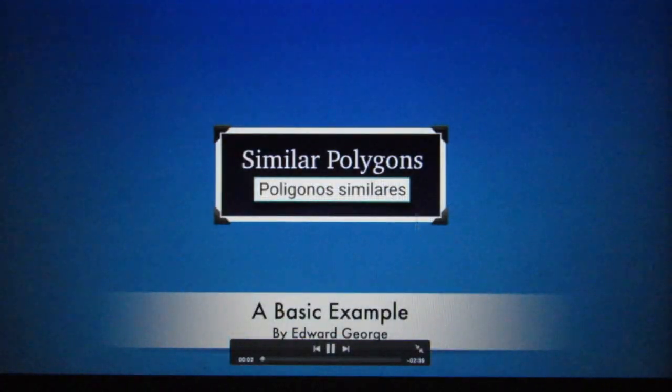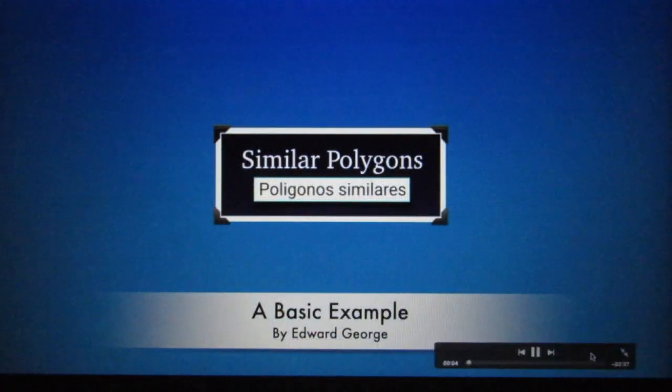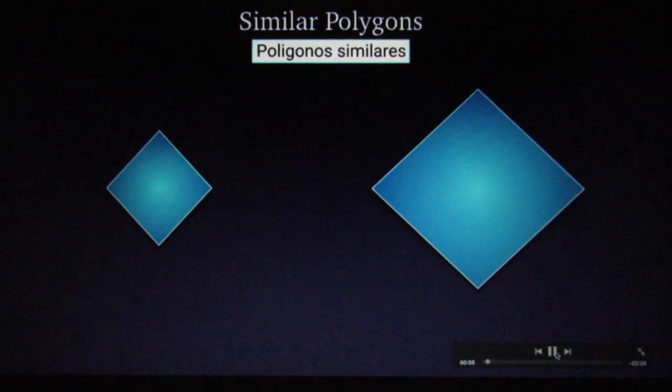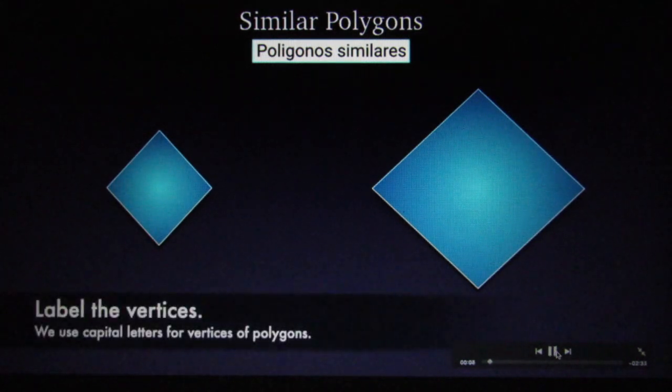Okay guys, let's talk about similar polygons today. These are similar polygons. They have the exact same shape, but in this case, different sizes. One thing we first do, we have to label the vertices, and we always use capital letters for the vertices of polygons in our geometry. So in this case, I've labeled them A, B, C, and D, and E, F, G, and H.